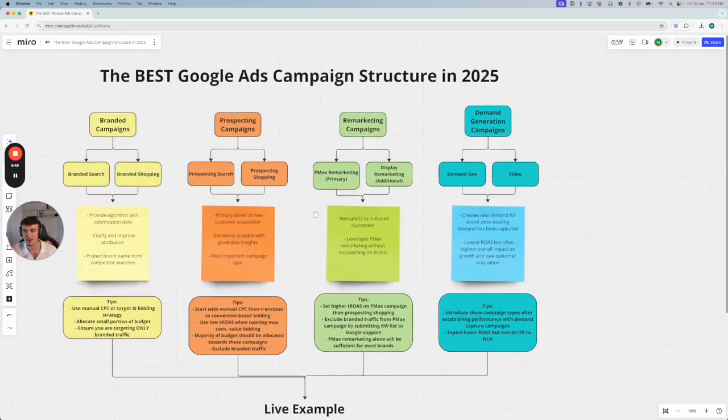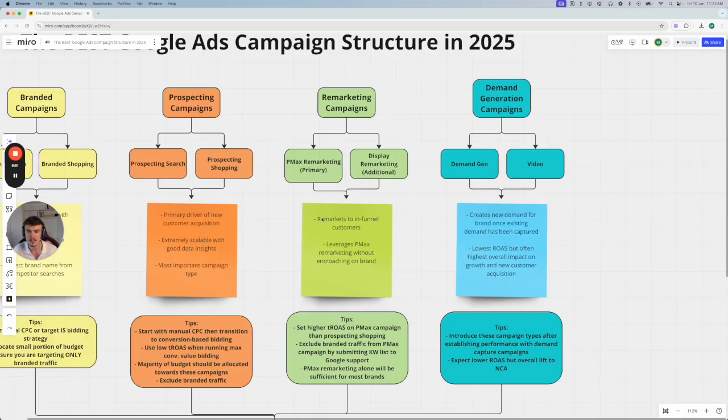All right, so remarketing campaigns. These are a little bit more complex, but again, relatively easy to run if you have your structure set correctly. Now, for most people, you'll only really need to run a PMAX campaign as a remarketing campaign if you set it up correctly. And when I say that, the most important part of the PMAX, we'll get to in a sec actually.